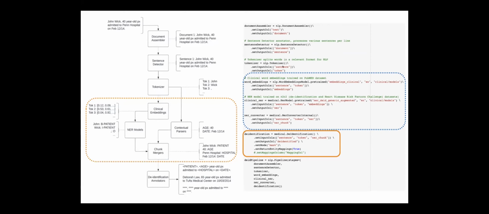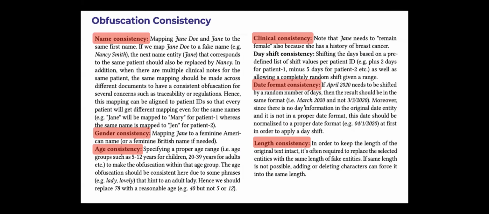Stage by stage, we connect each annotator to each other, and then at the end of the pipeline, we have one output, which is the de-identified or obfuscated version. So to keep the consistency of the document, we have a concept called obfuscation consistency. For example, name consistency. If I'm talking about Jane Doe at the beginning of the document, the next reference to that patient, that name should be the same, right? I cannot just randomly replace the name, so the names should be consistent.